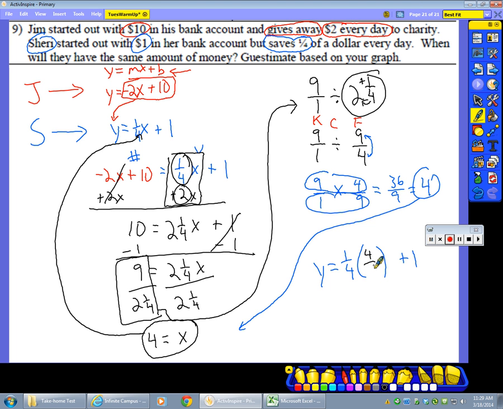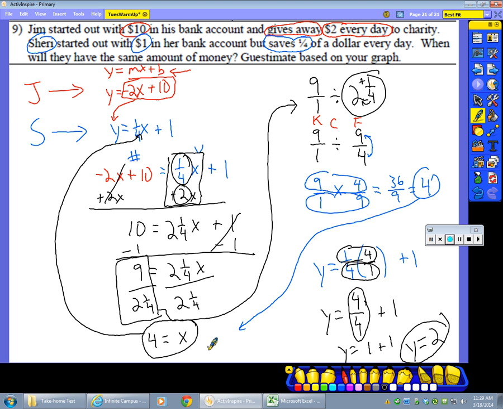I'm going to go ahead and turn it into a fraction because this is a fraction, and I need to multiply fractions. So 1 times 4 equals 4. 4 times 1 equals 4. And then don't forget your plus 1. And 4 divided by 4 equals 1. So I'm left with 1 plus 1. So that means that y equals 1 plus 1 is 2.